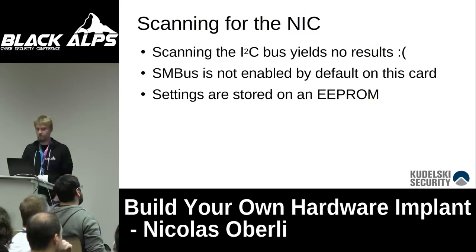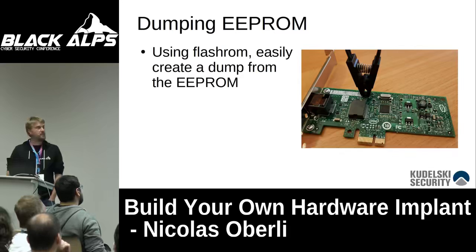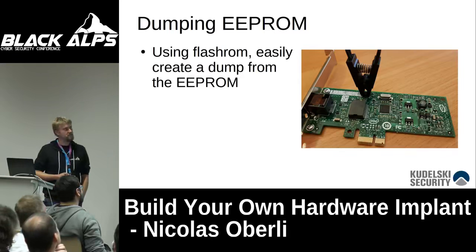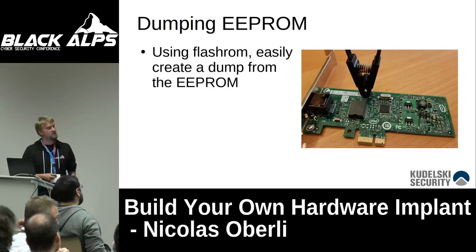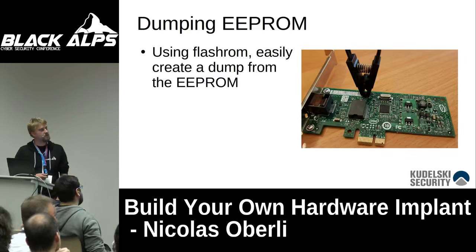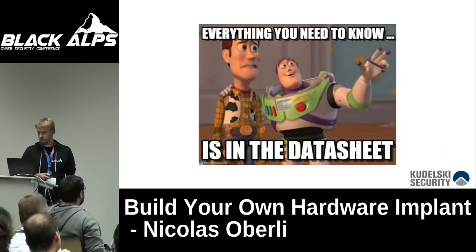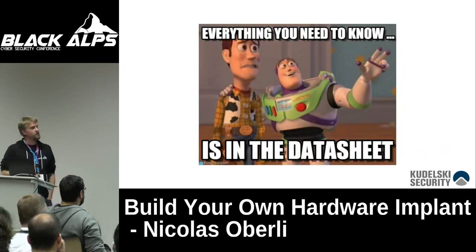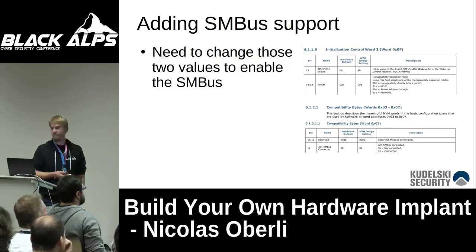I didn't know exactly what to do, so I read the documentation again, and it says all the settings are stored in an EEPROM. An EEPROM is basically just a small memory that is available to the card, and all of the settings are stored on that specific chip. So I used the tool to read everything from that EEPROM. Again, you just need to read the datasheet and follow it, and you will see that you need to change 2 different values, which are documented by the vendor.